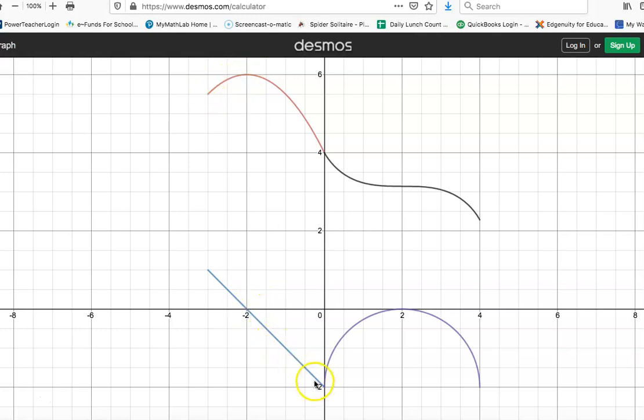Notice from here to here, the y value is negative, and the value of the slope here is negative. Then all of this is also negative. It's underneath the x-axis. The actual y values on this graph are negative. Because this is f prime, that means the values of f prime are negative.